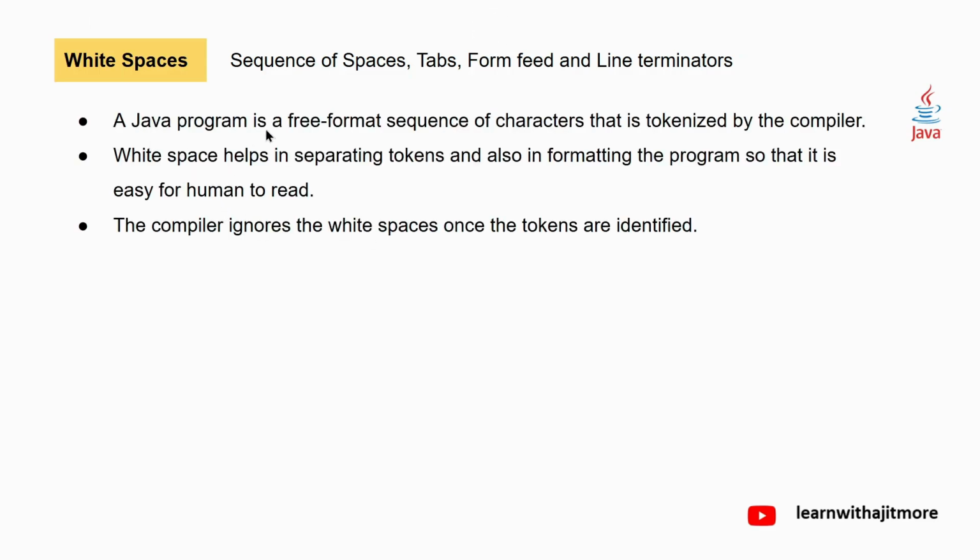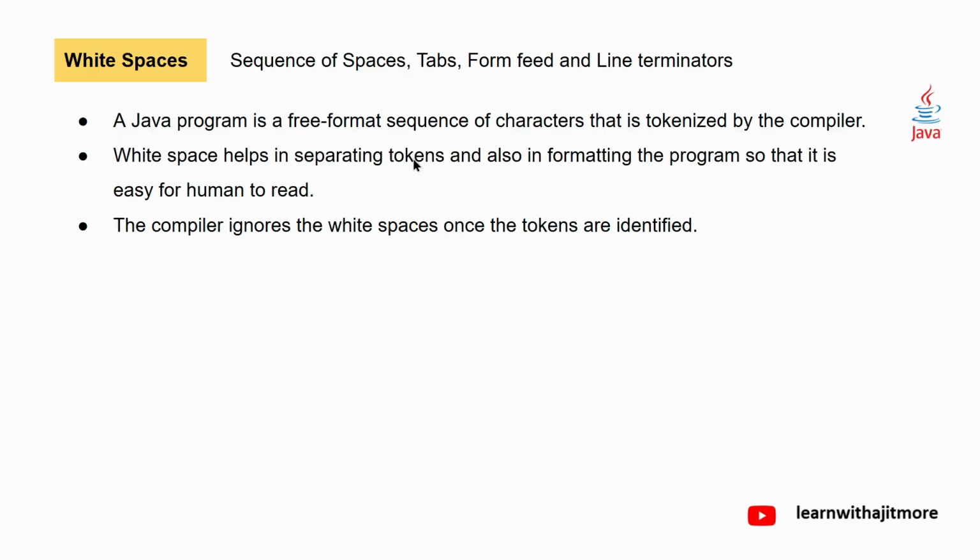So what I want to say is, Java is a free format sequence of characters. Any Java program is just a sequence: class, then space, then ABC, open brace. So you are just writing a sequence of characters, and at appropriate places you are putting white spaces. That is tokenized by the compiler. The compiler will segregate them into keywords, identifiers, punctuations, variables, delimiters, like that.